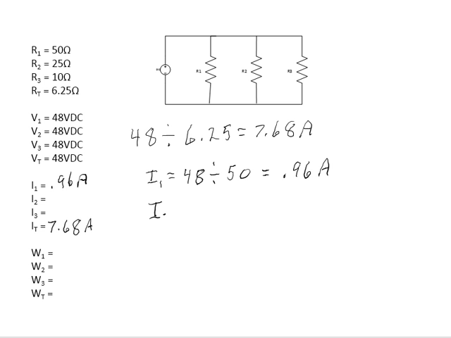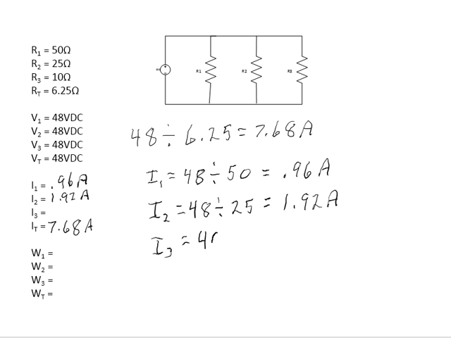And then we'll do the second one, 48 volts. This time it'll be divided by 25 ohms, and that'll give us 1.92 amps for that branch. And then we'll do the third branch, the 48 volts divided by the 10 ohms, and that's going to give us 4.8 amps.